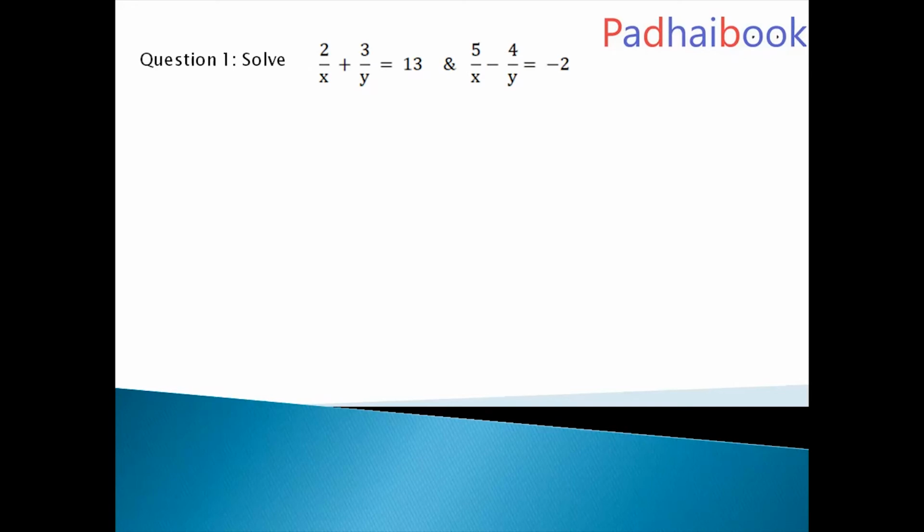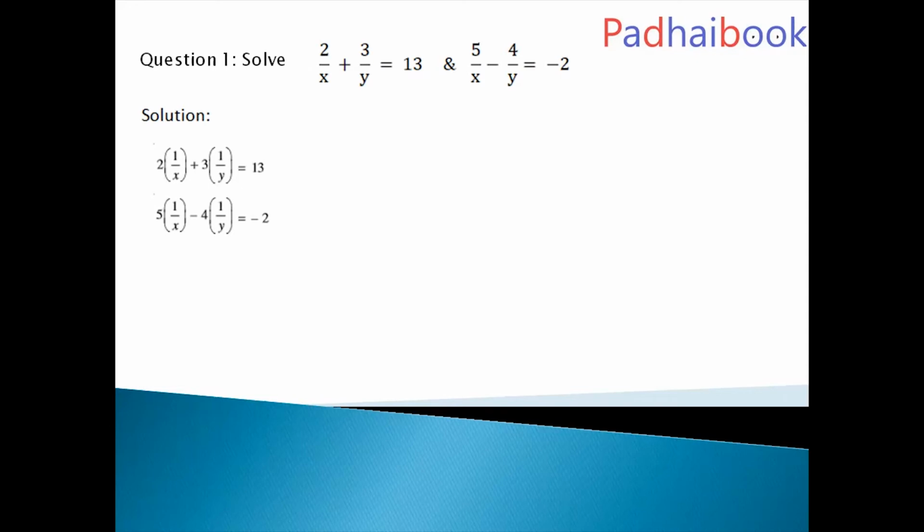Solve 2 upon x plus 3 upon y equal to 13, 5 upon x minus 4 upon y equal to minus 2. Now if we just see these equations, I can write these equations as 2 into 1 by x plus 3 into 1 by y equal to 13. The other equation can be written as 5 into 1 by x minus 4 into 1 by y equal to minus 2. Now just observe this carefully.